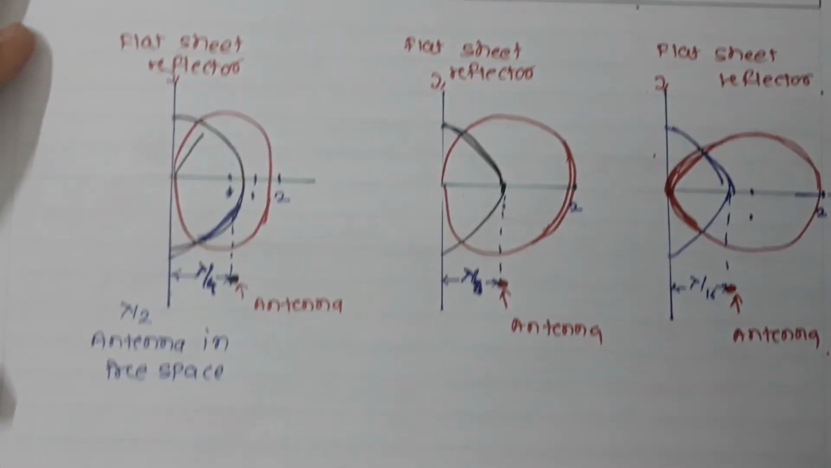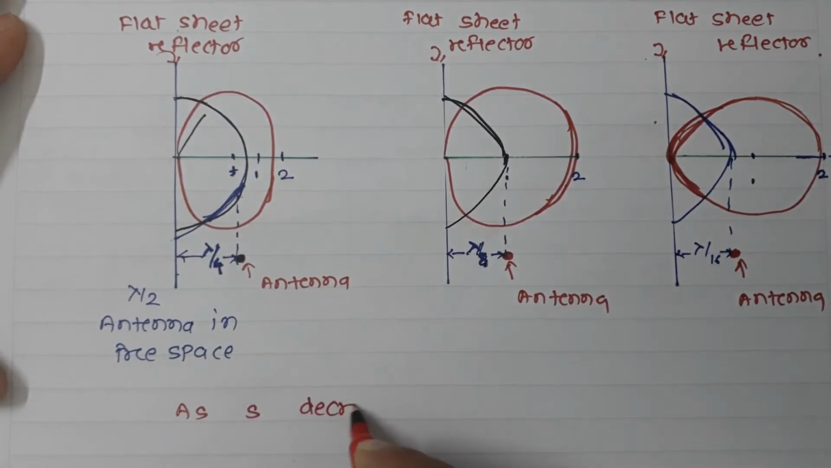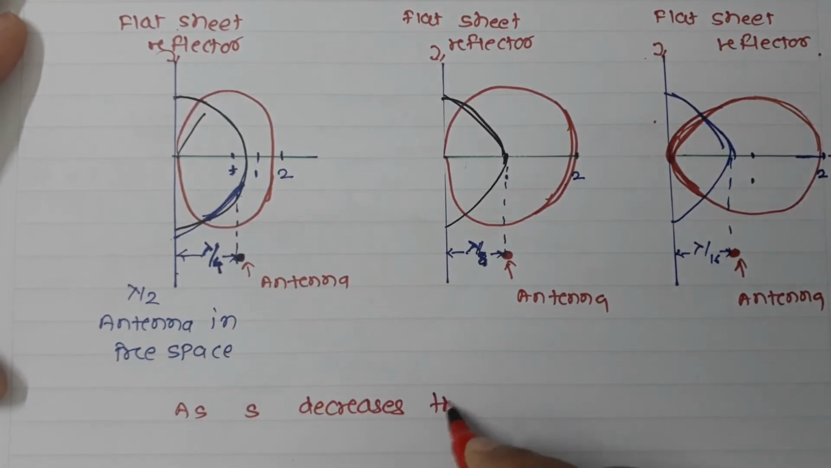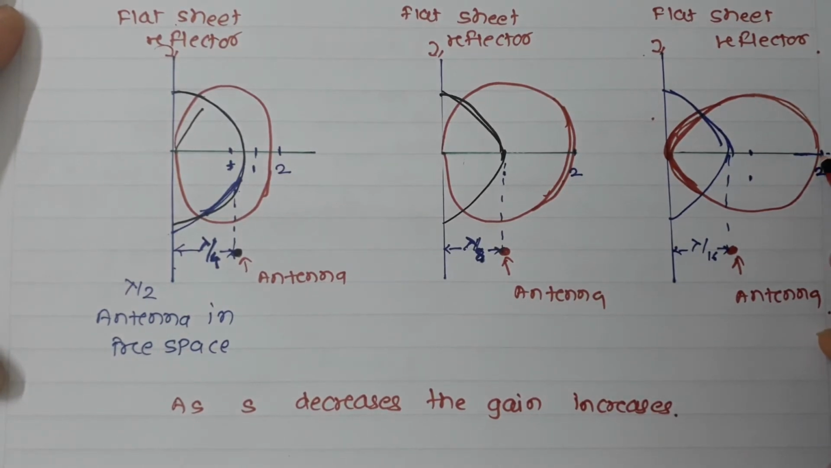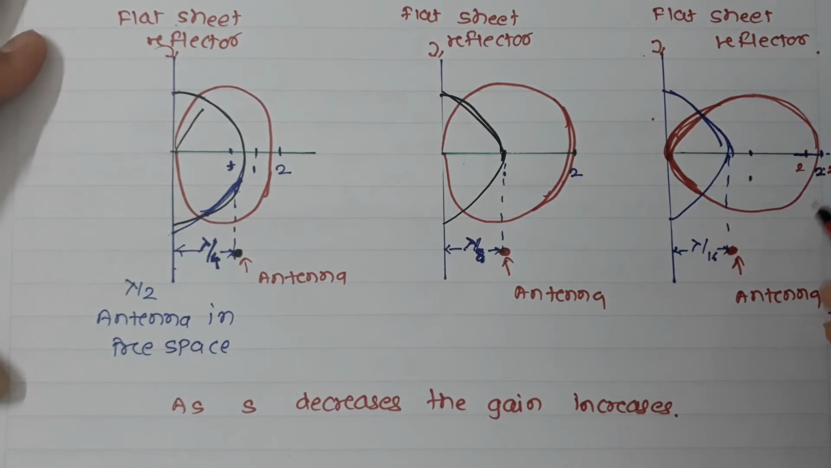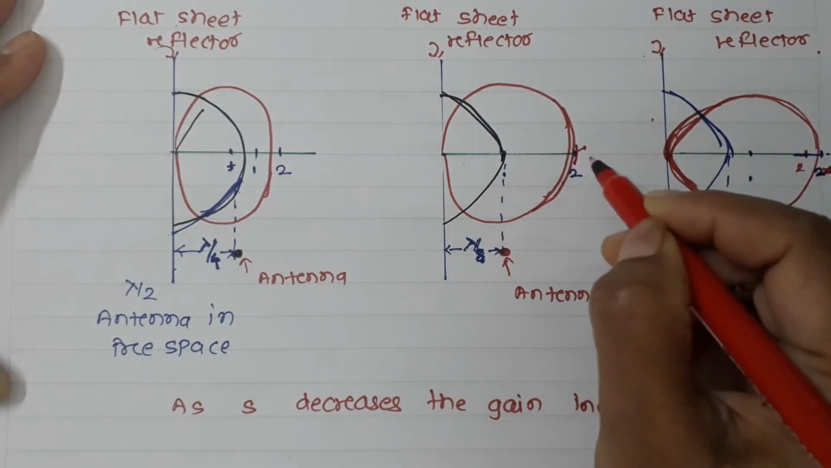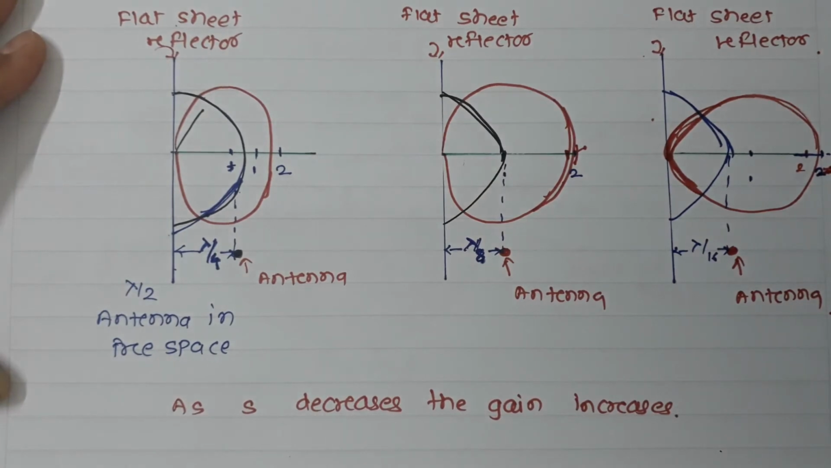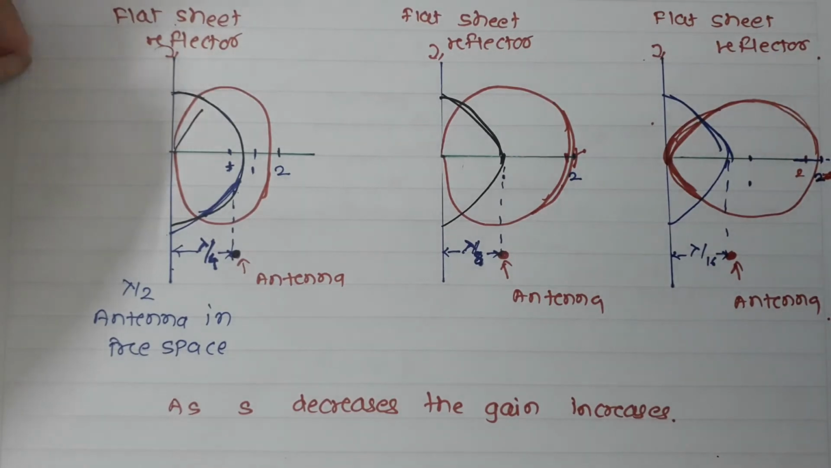So in this figure we observe that as it decreases the gain increases. So what conclusion can I put on this: as S decreases, the gain increases. For lambda by 8 spacing, if I say this is the gain 2, I'll observe the gain is 2.2. And for lambda by 16, I'll observe the gain is 2.2 if I'm considering this is 2.